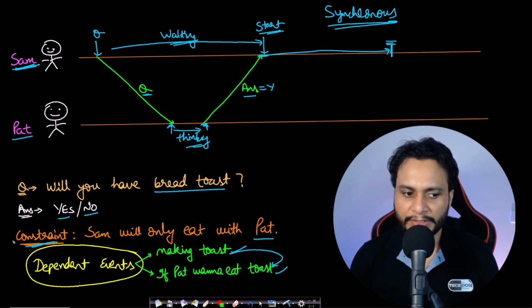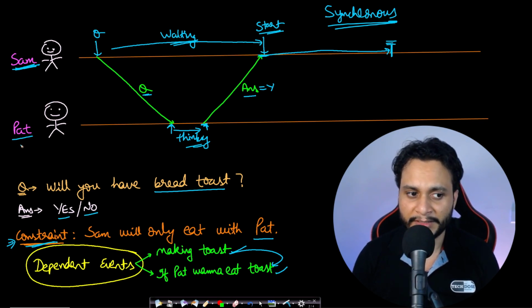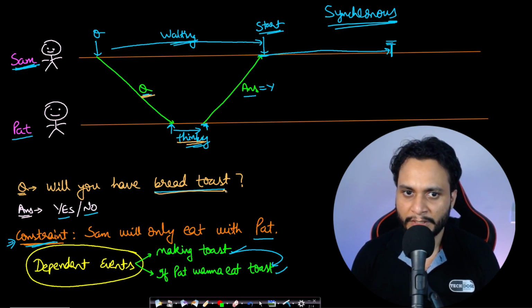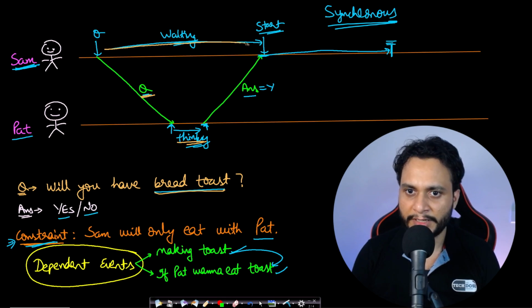Now let's change the constraint. Let's say that Sam will definitely have the bread toast whether Pat is going to have it or not. So Sam will send the question again to Pat, asking if he wants to have the bread toast. But does he actually need to wait until he receives the answer from Pat? If you think carefully, the answer is no, because he can start his preparation right at the time of asking the question, and he can prepare his own bread toast.